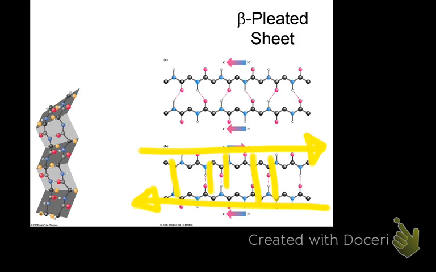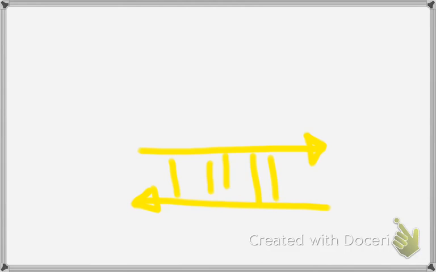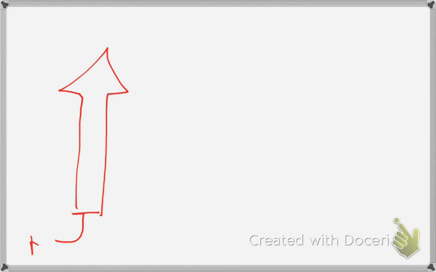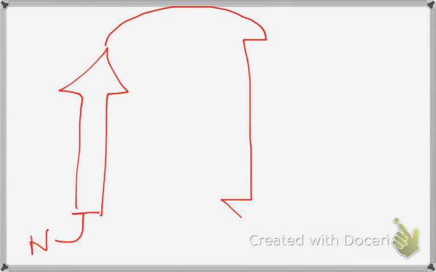And you can have it mixed, let me just show you an example of that. This is where many times they use the little arrows. They're always indicating the N to the C terminus, so this would be N. So you could have one beta strand, then you have a big loop, then another beta strand.